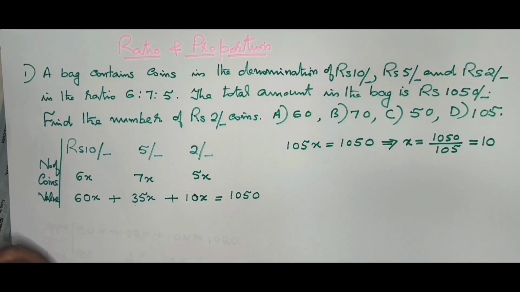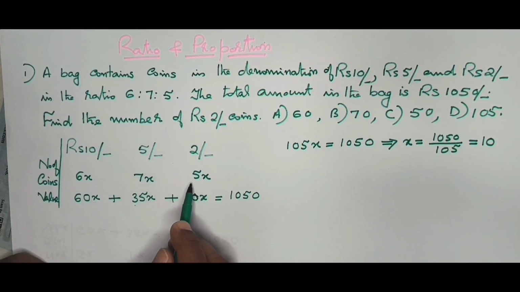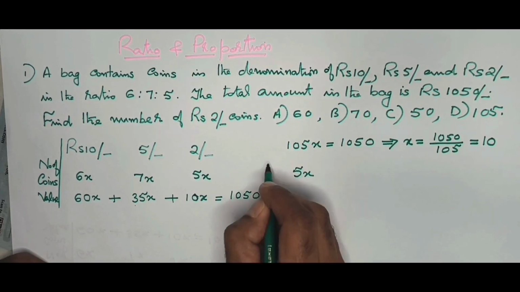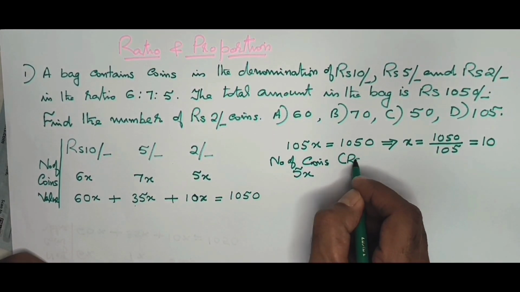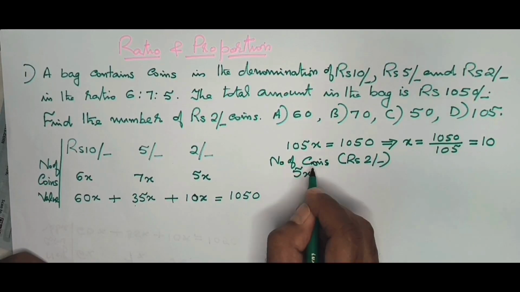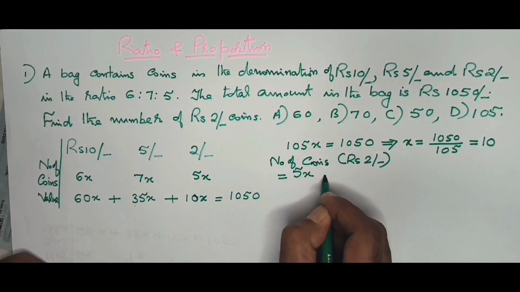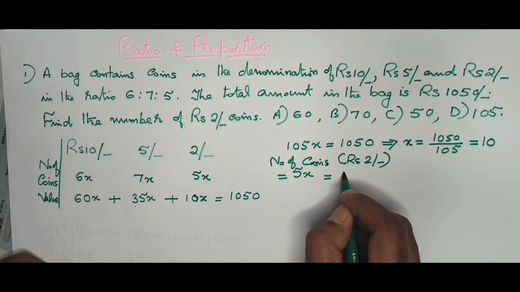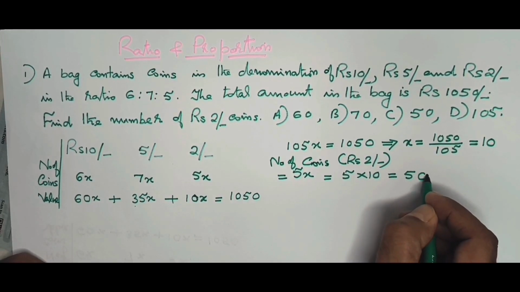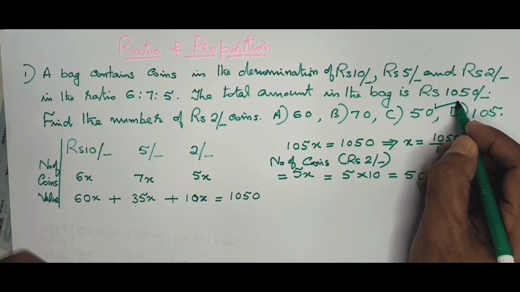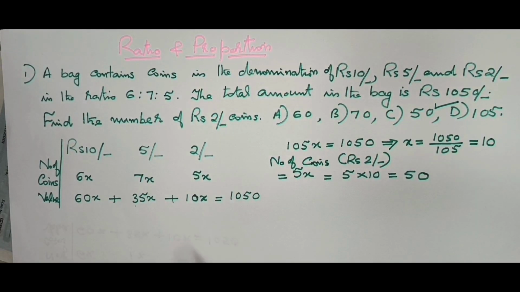And we are asked to find out the number of 2 rupee coins, which is 5x. So this will be the number of coins of the denomination 2 rupees. That's equal to 5x, and x is found to be 10. So 5 multiplied by 10, which is 50. And that is the third option given in the problem. In fact, we can find out the number of coins of other denominations also, but the problem is about getting the number of 2 rupee coins only.